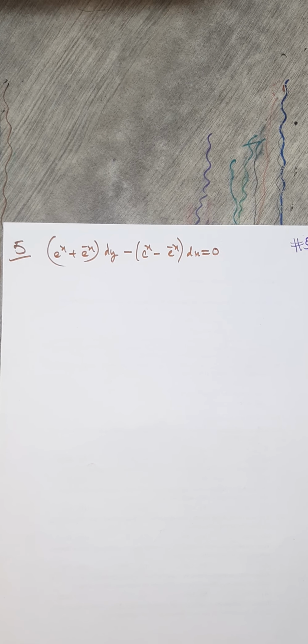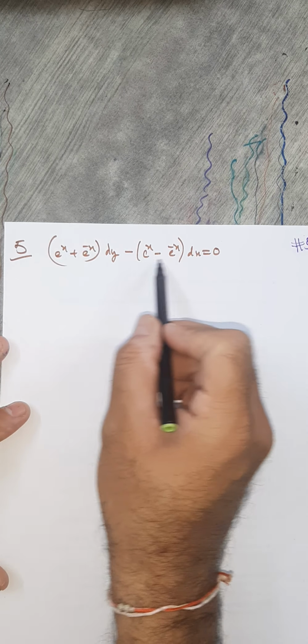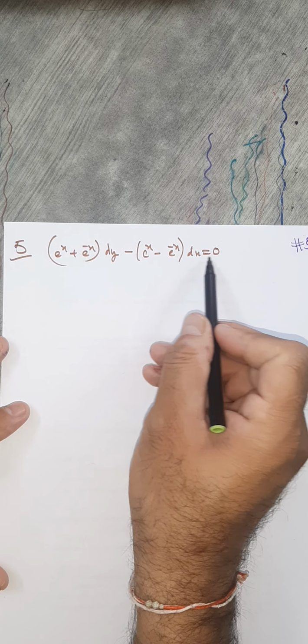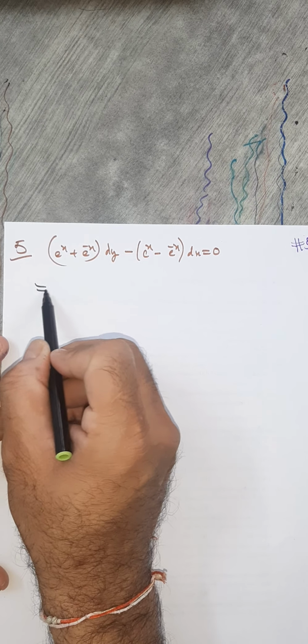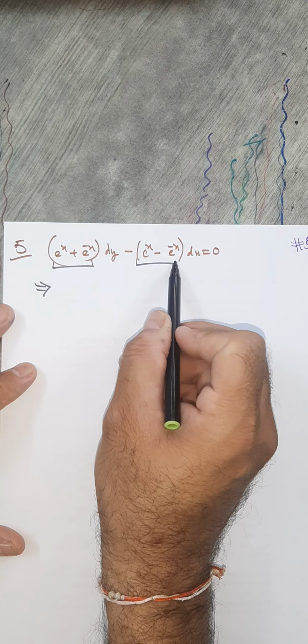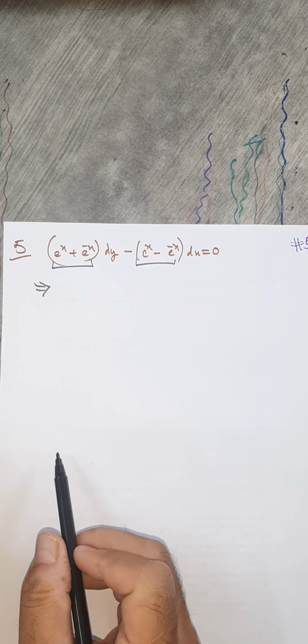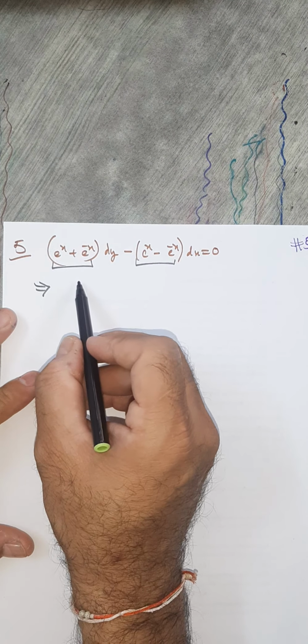Question number 5. Let's do that. The next question is this: (e raised to x plus e raised to minus x) dy minus (e raised to x minus e raised to minus x) dx equals to 0. We separate the variables. Kaise? You see, these both the expressions are about what? You know that both are about variable x. So this should be with dx, remember.